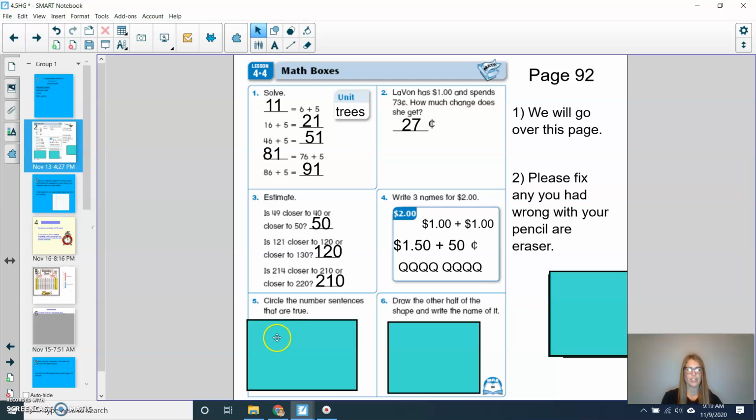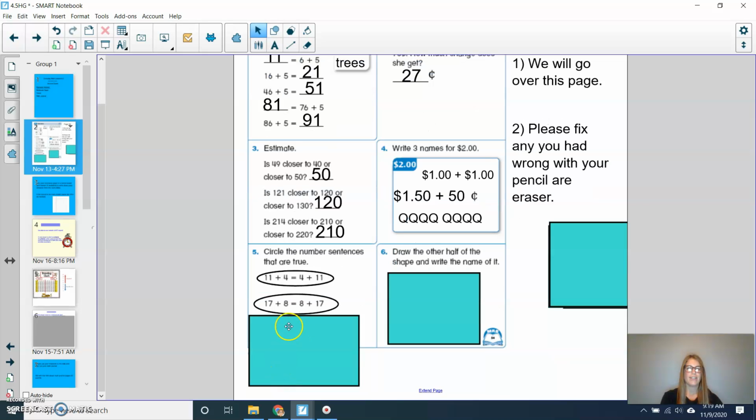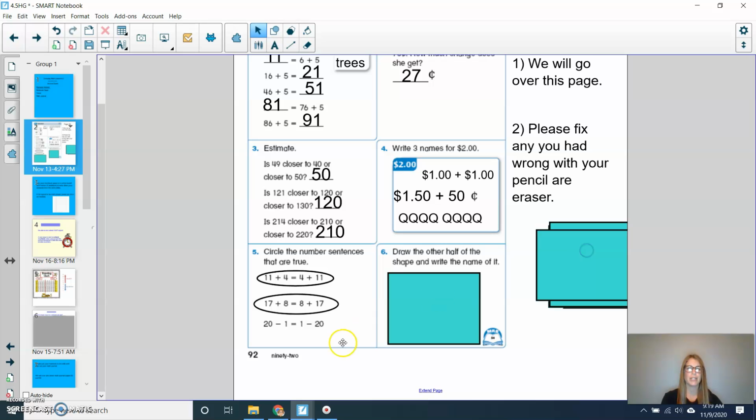For question number 5, circle the number sentences that are true. So I know 11 plus 4 is 15, which also 4 plus 11 is 15. I know that 17 plus 8 would equal 25, and 8 plus 17 would also equal 25. For the last one, if I had 20 minus 1, that would equal 19. But if I have 1 and I take away 20, I would have negative 19. So the last one does not work.